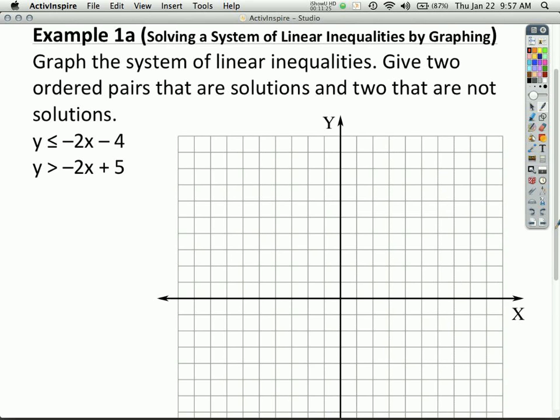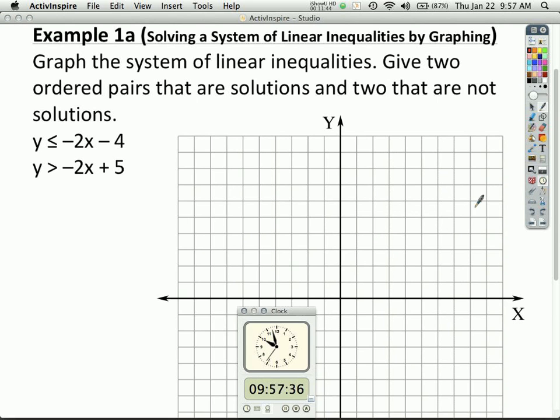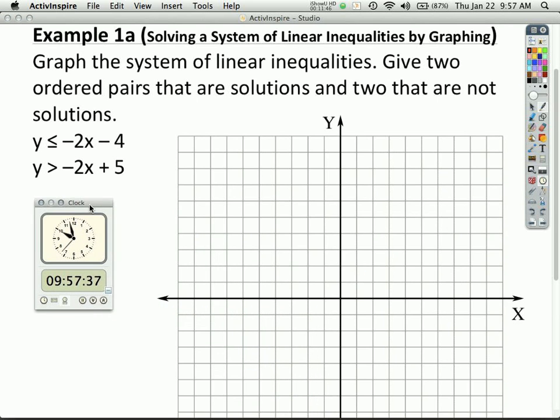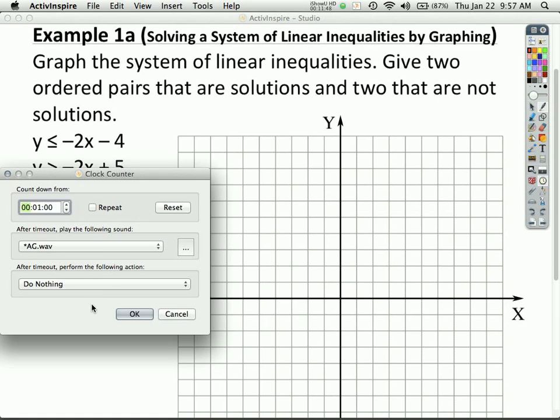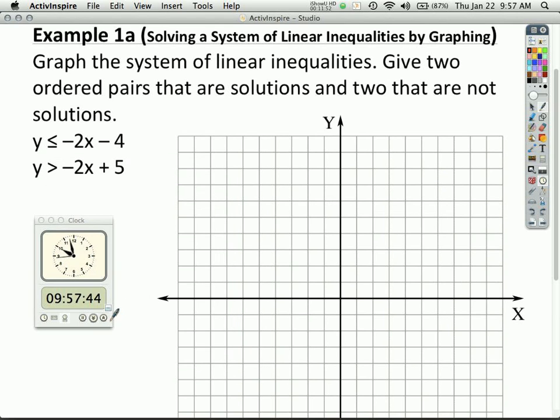This is not a checkpoint, but I am going to leave it up to you to graph. But I don't want you to start shading right away. I want you to just get the boundary lines. That's what these are called in this case, the boundary lines. I want you to just get the boundary lines down. So in my opinion, that should take 1 to 2 minutes for you guys. So we'll put 2 minutes on the clock and go ahead and get the boundary lines down.